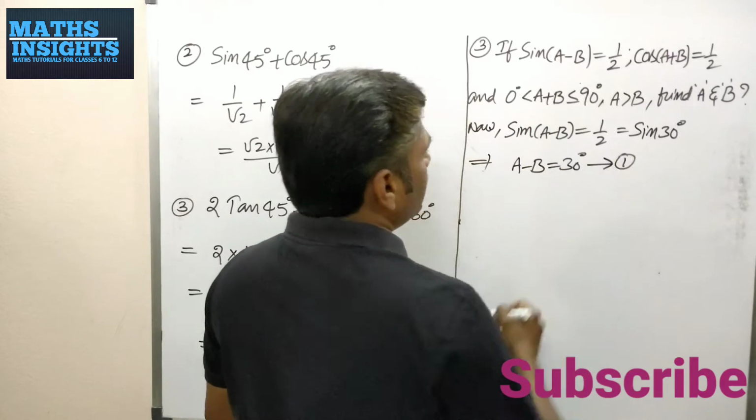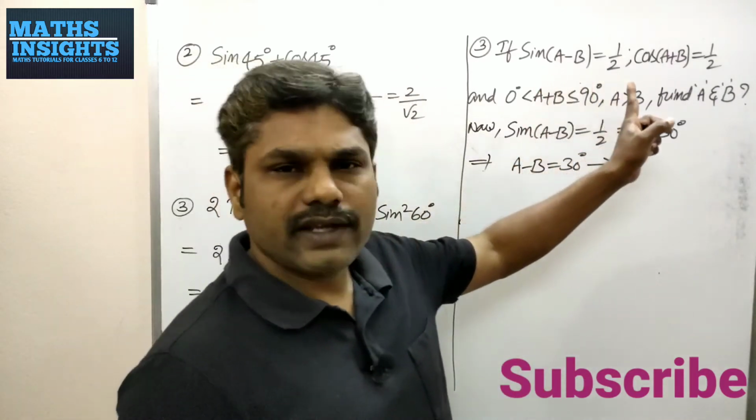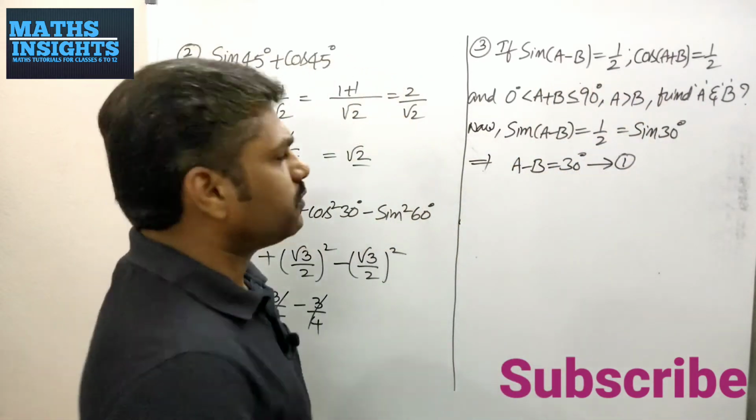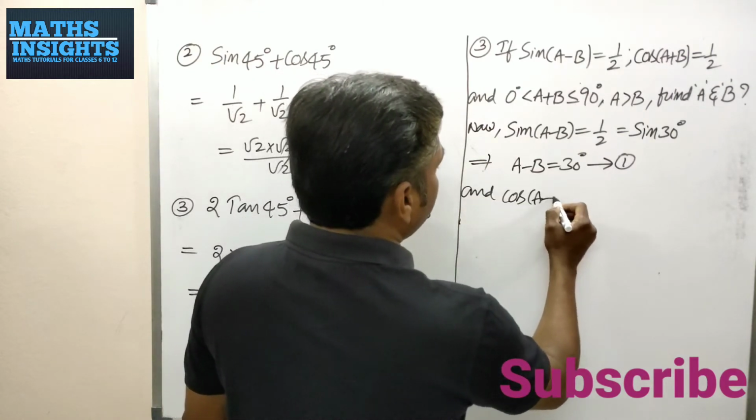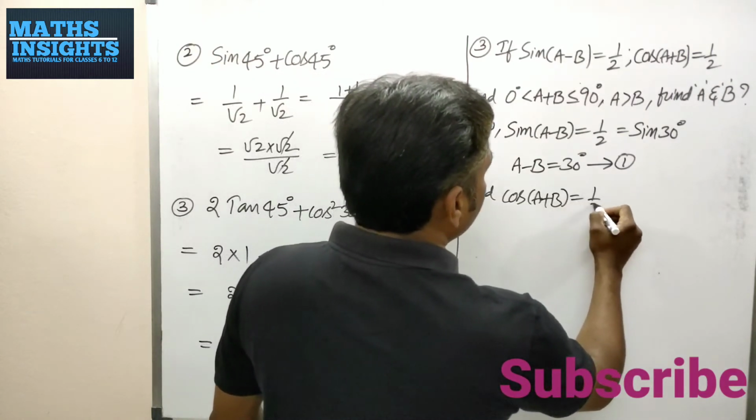Let it be 1. In a similar manner, I will take cos A plus B is equal to 1 by 2.